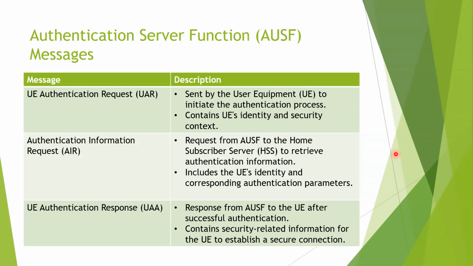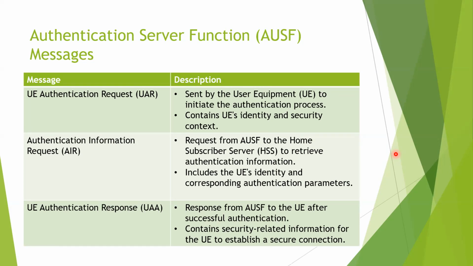Some possible methods include a UE authentication request, which is sent by the UE to initiate the authentication process, and it can contain the UE's identity and security context. Another authentication method is the authentication information request, where the AUSF, the authentication server function, sends a request to the HSS, your home subscriber server, to retrieve authentication information. It includes the UE identity and authentication parameters.